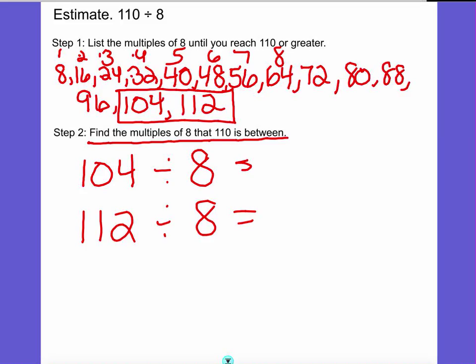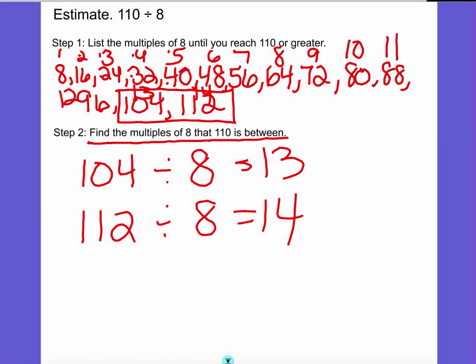8 times 4 is 32. 8 times 5 is 40. So you can check your work. 8 times 8 is 64. 8 times 9 is 72. 8 times 10 is 80. 8 times 11 is 88. 8 times 12 is 96. Then 13 and 14. So I have 13 and 14, right?